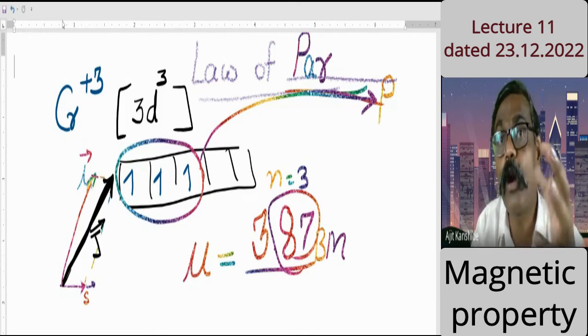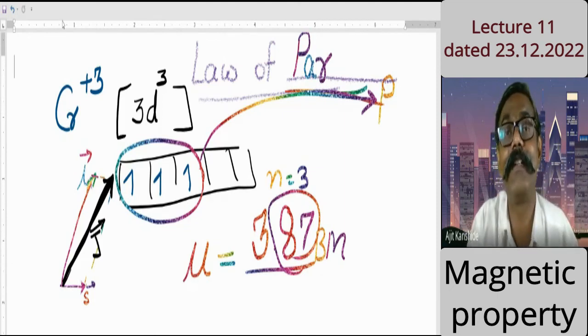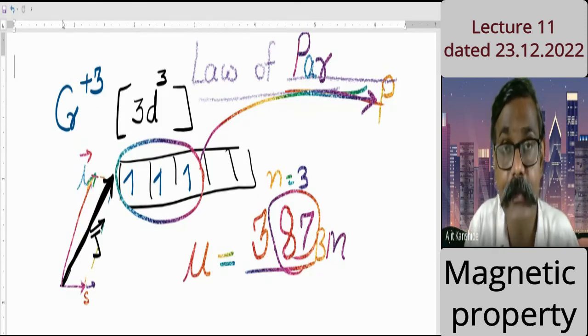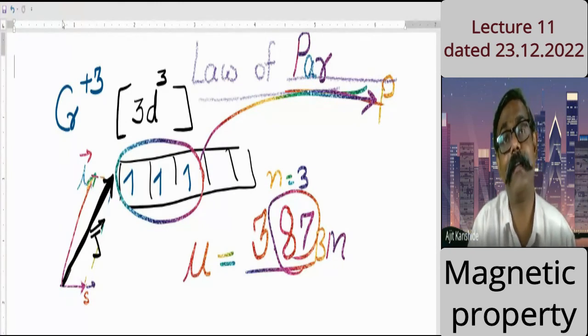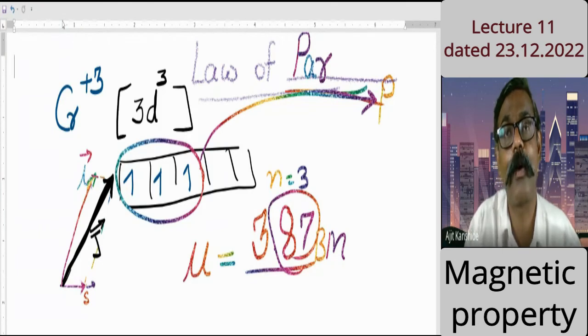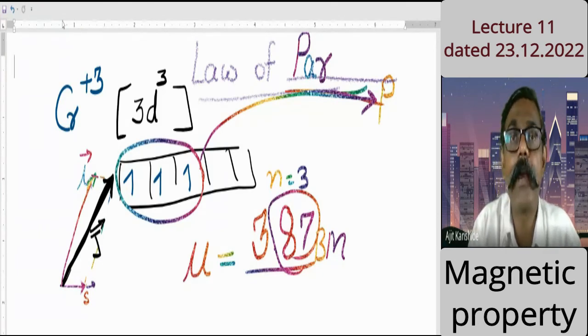It is there, but we do not understand that because of the disturbances. We don't realize that. But spin speed has the contribution. Therefore, we concluded one formula to find out the magnetic moment: mu is equal to square root of n into n plus 2 Bohr magneton, where n is the number of unpaired electrons. Qualitatively and quantitatively we can give the answer.